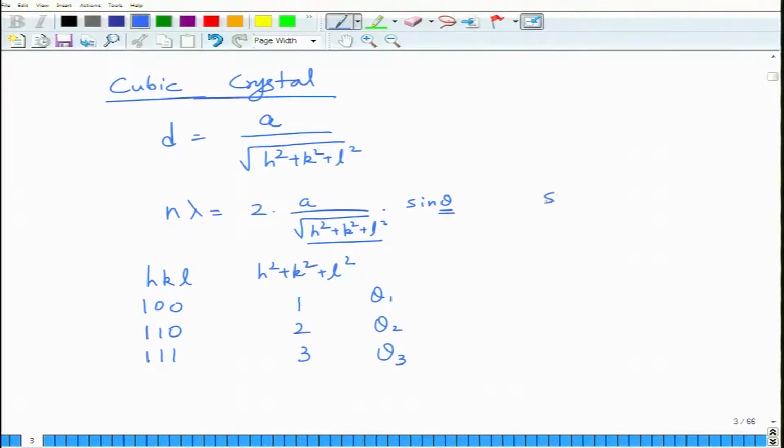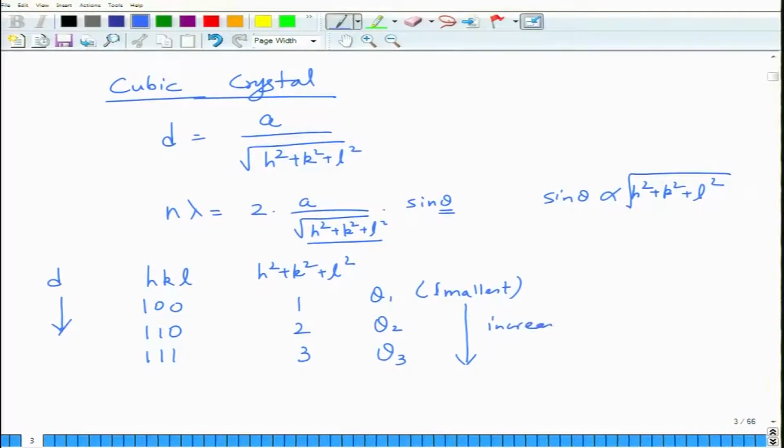So, basically you can see that sin theta is proportional to the square root of h square plus k square plus l square, right. So, theta 1 is the smallest and it increases, right. So, what is happening to d spacing? The d spacing is decreasing. So, this is decreasing, your theta is increasing. So, theta is increasing and d is decreasing.